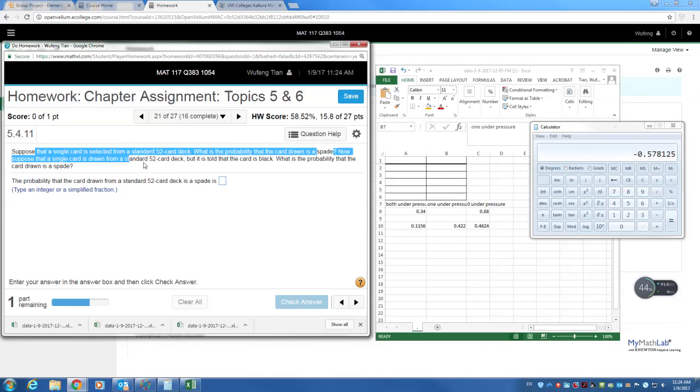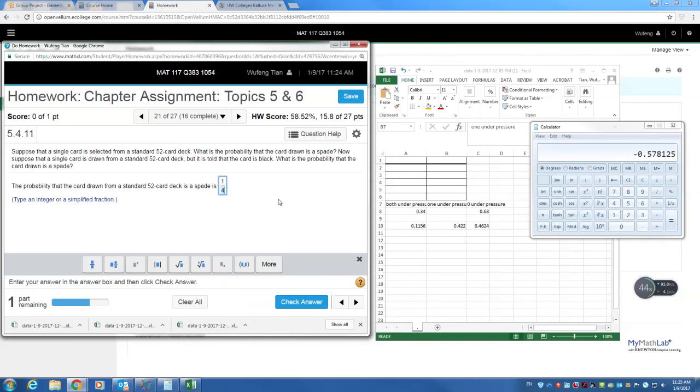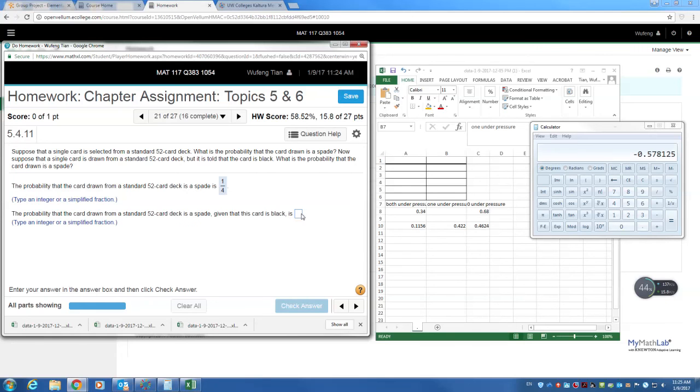Suppose that a single card is selected from a standard 52 card deck. What is the probability that the card drawn is a spade? Spade is 1/4, since you have 4 suits. Given that the card is black, we have 26 black cards, so the probability that the card is a spade is 1/2.